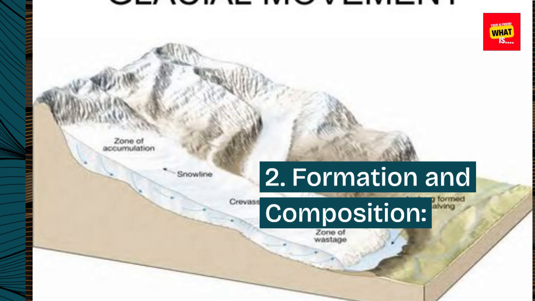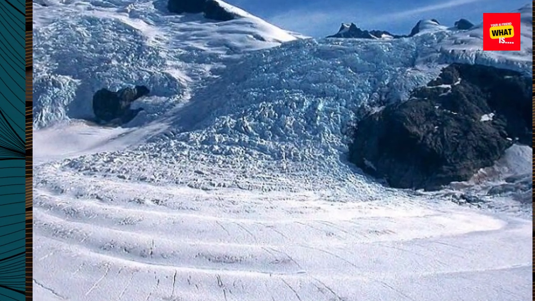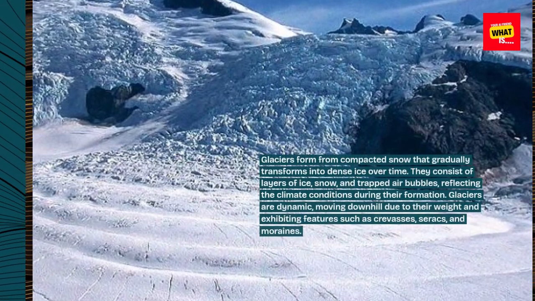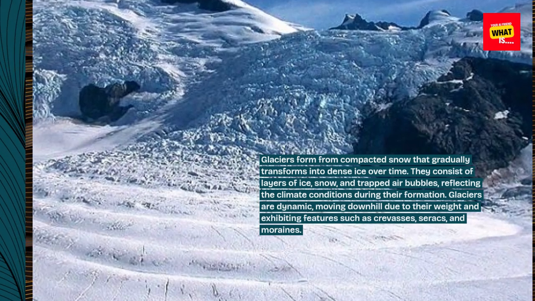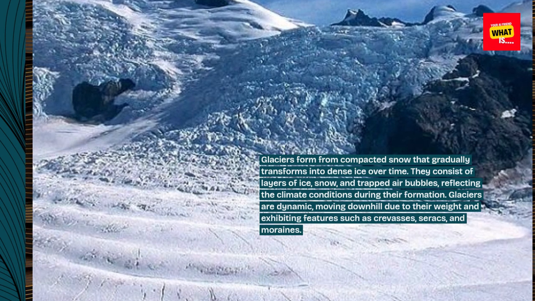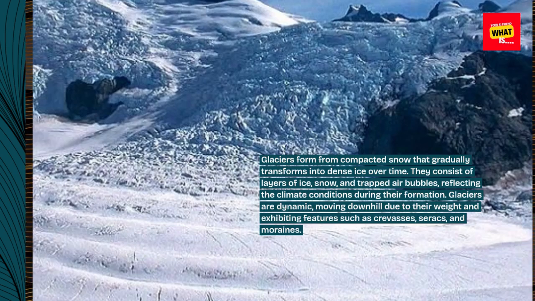2. Formation and composition. Glaciers form from compacted snow that gradually transforms into dense ice over time. They consist of layers of ice, snow, and trapped air bubbles, reflecting the climate conditions during their formation. Glaciers are dynamic, moving downhill due to their weight and exhibiting features such as crevasses, seracs, and moraines.